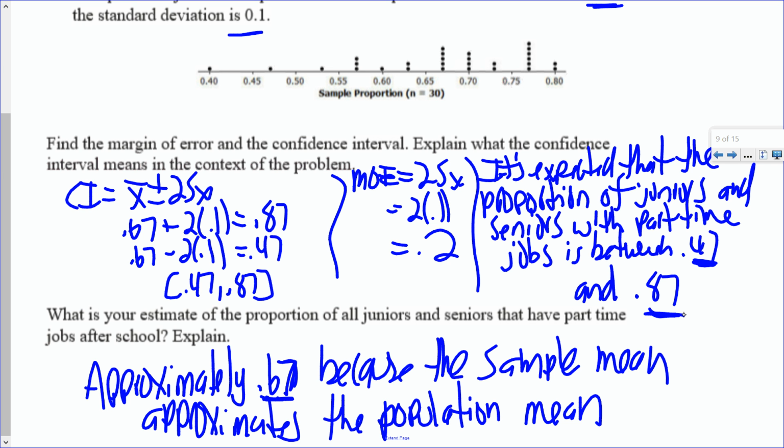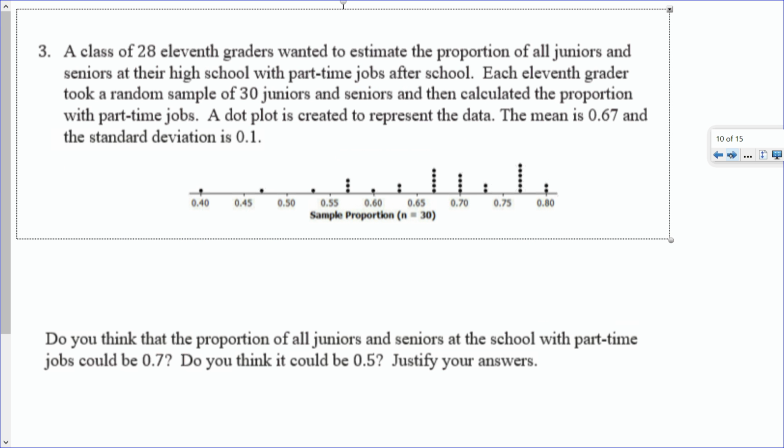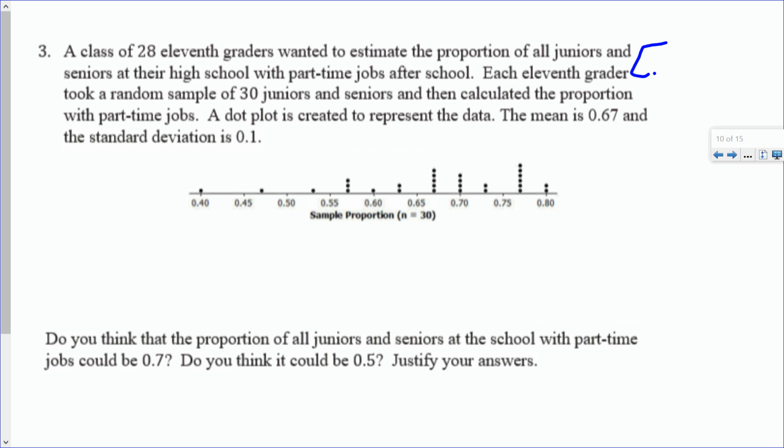I'll say that again, what we've talked about so far in the problem. Basically, we're saying that my average is going to be 67%, but it's expected that that's going to be made up of ones between 47% and 87%. So again, I'm going to probably need my confidence interval, 0.47 to 0.87.